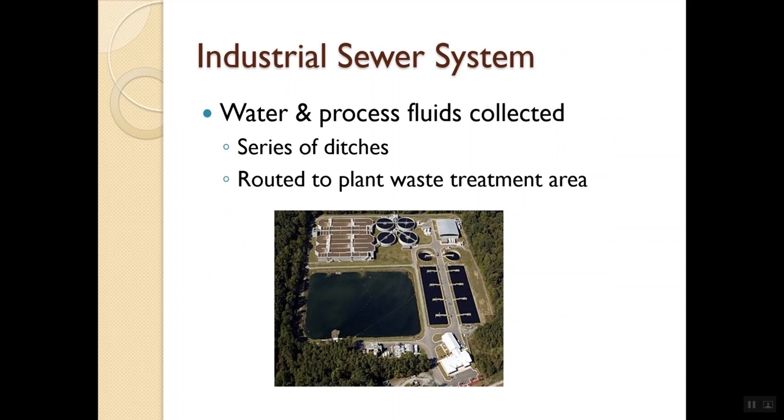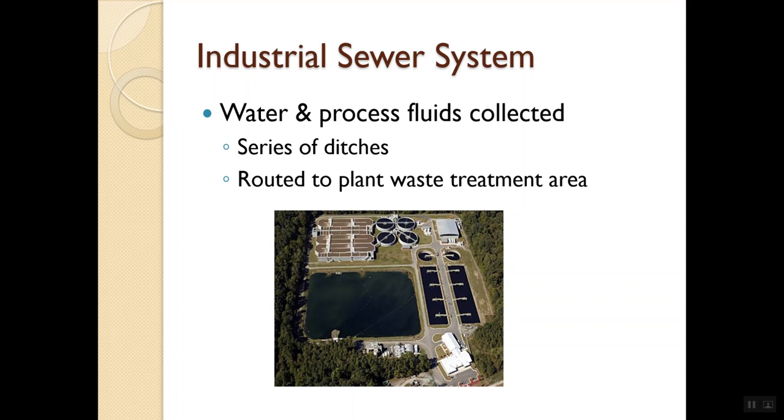Industrial sewer systems, so we have water and process fluids collected. It's going to go all the way into a separator, and we get that to a plant waste treatment area. We have to be specific about where we're going, what we're doing, because we'll also have storm drains in facilities. Storm drains are just made to take rainwater, and they will be led directly into a river or creek, and they won't go through any treatment processes. It's critically important that no processed fluids go down storm drains.